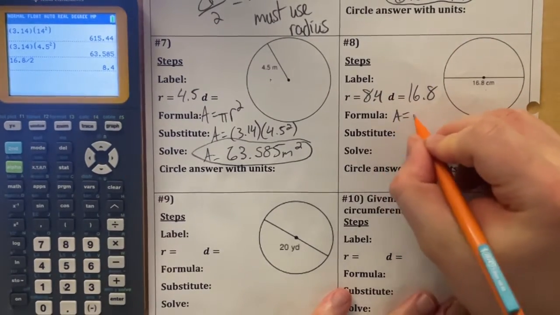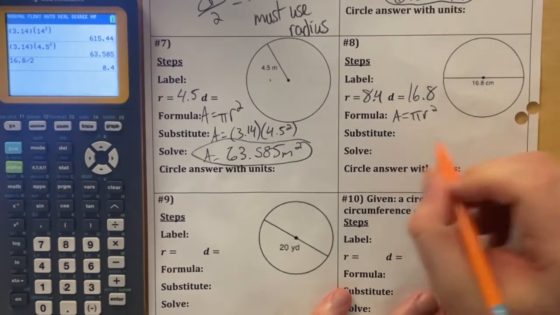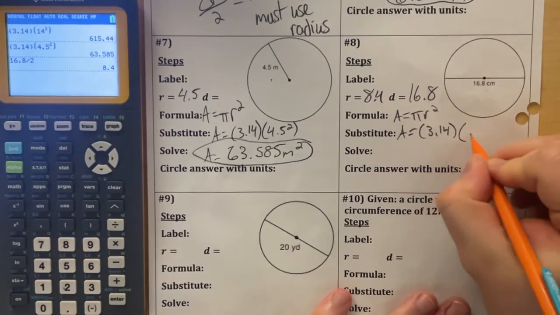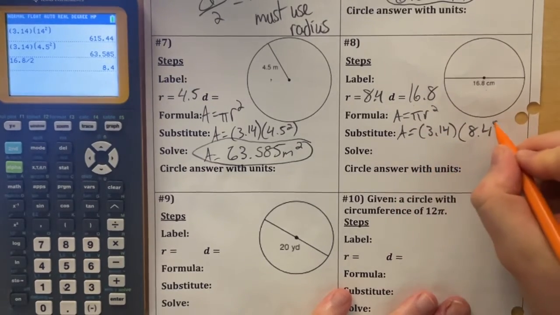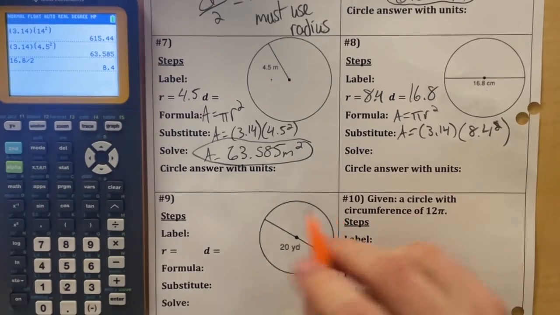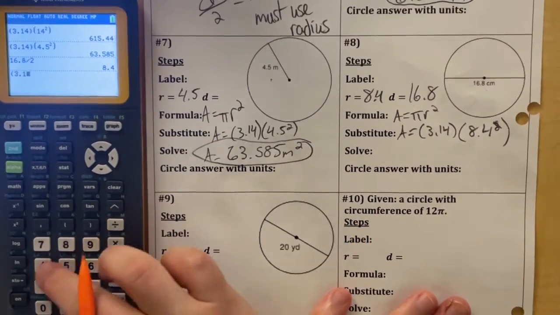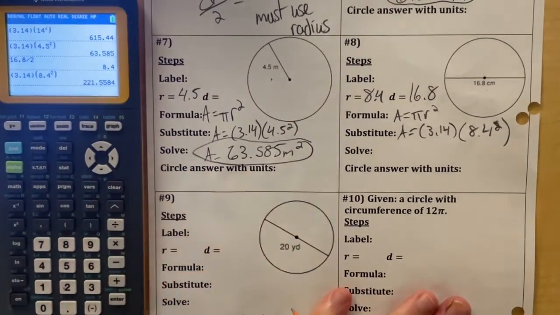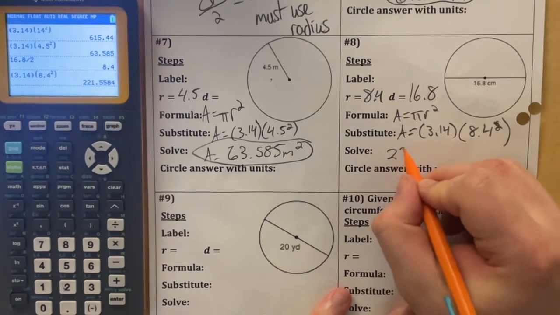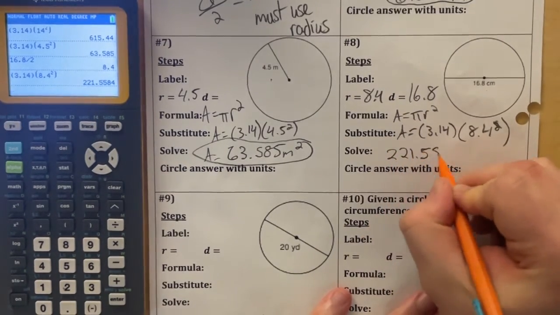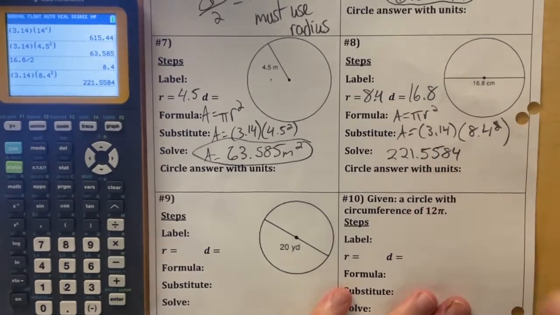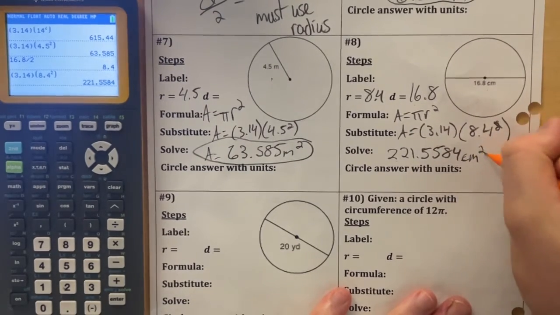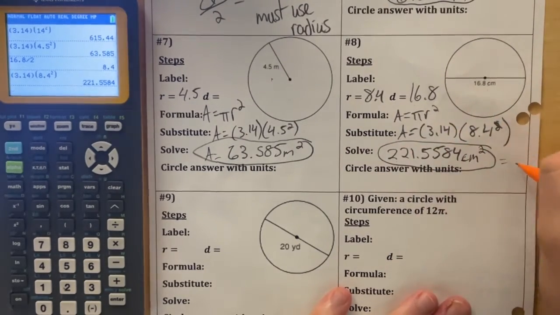Again, we use that for this formula, pi times the radius squared. And so we have area is going to be 3.14 times 8.4 squared. Make sure you multiply it carefully, 3.14, multiply it out. And so we're going to say it's going to be 221.5584. And we're going to say units, so centimeters to the second power. That's going to be our area.